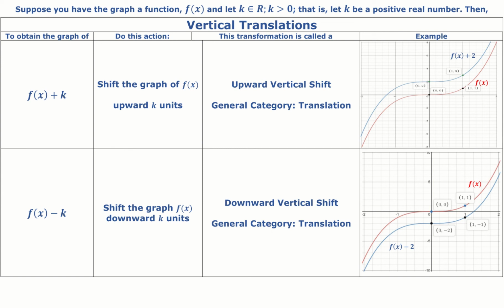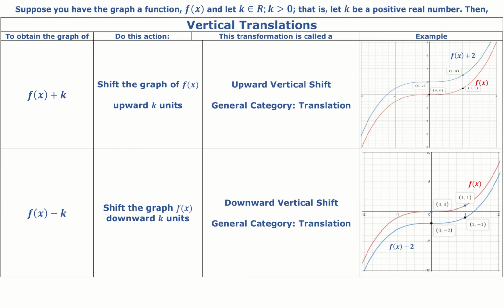And that's a translation. Notice the shape of the graph doesn't change at all. All you do is imagine that this graph is made up of wire. You're just picking up that metal graph and moving it up 2 units. That's all you're doing, for example, for this depicted example here, which is, I believe, x cubed. If you did f of x minus k, that would just take the original graph here in red and move it down k units. In this case, k is 2.